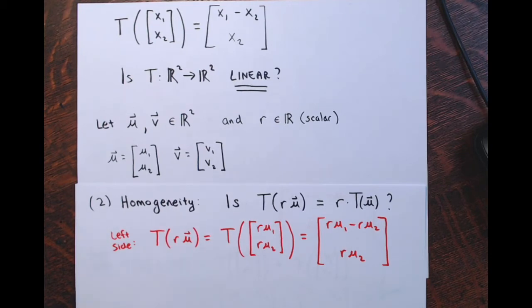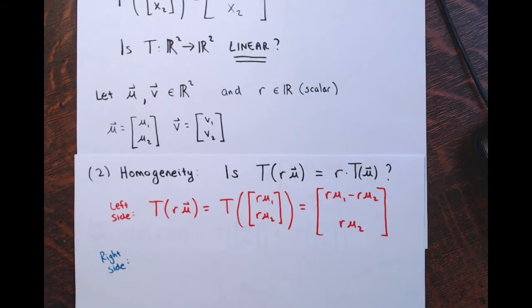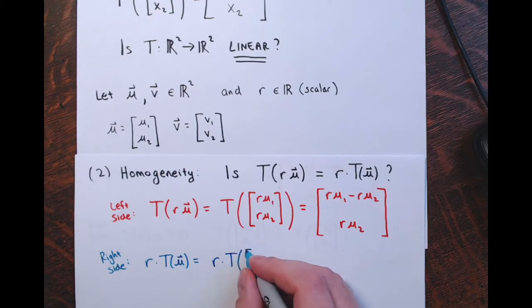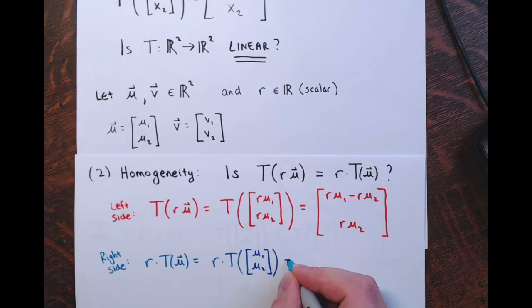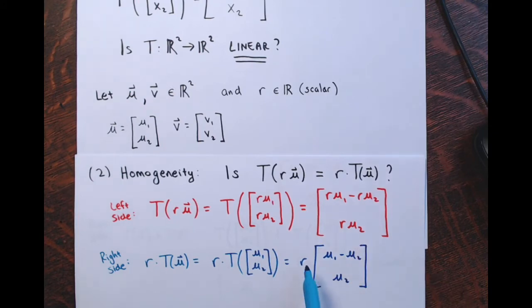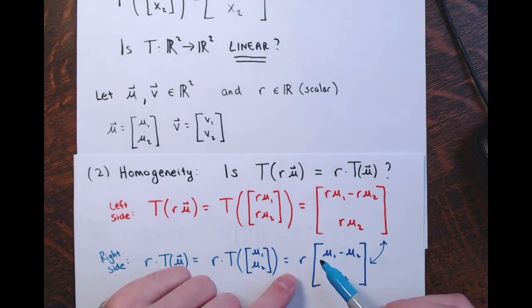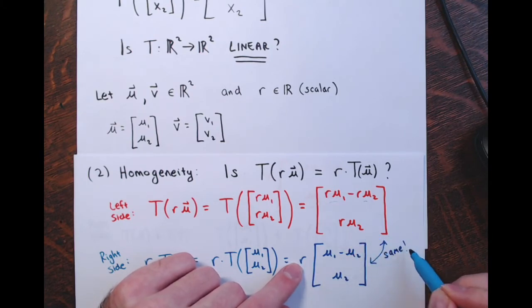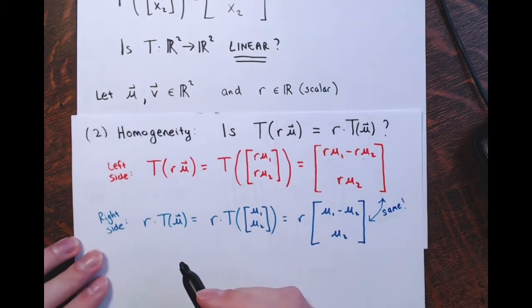All right, now let's look at the right side and see if I get the same output. So the right side looks like this. You have scalar r times T of u. So this is apply the rule to the vector first and then multiply by the scalar. So this is r times T of u1, u2. So I have r times, and then I apply the rule. You have u1 minus u2, and then u2. Now, can you see if I did this application, these would be the same, right? If I multiply this first component by r, you'll have ru1 minus ru2, exactly the same. And then the second component, ru2, exactly the same. So these are equal. So the answer to that homogeneity question is yes.